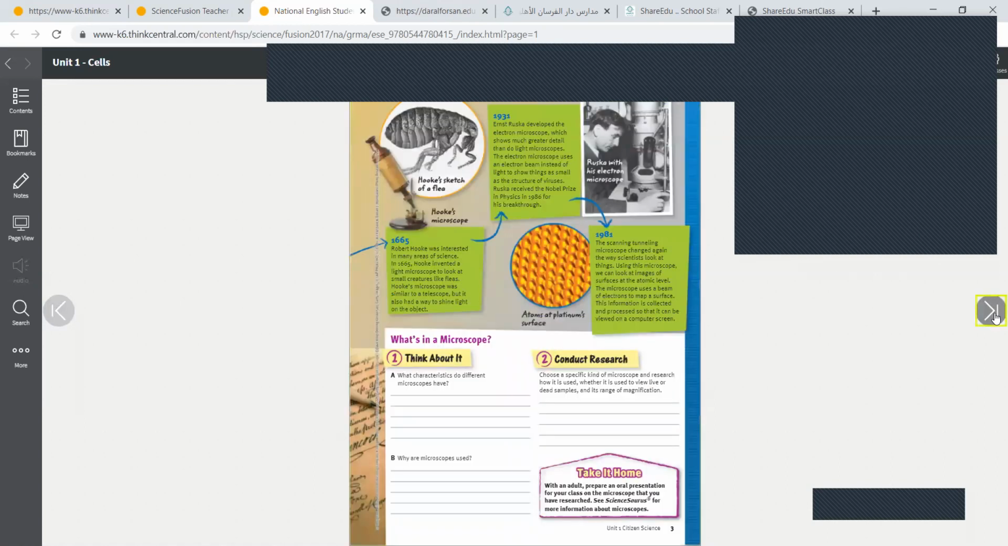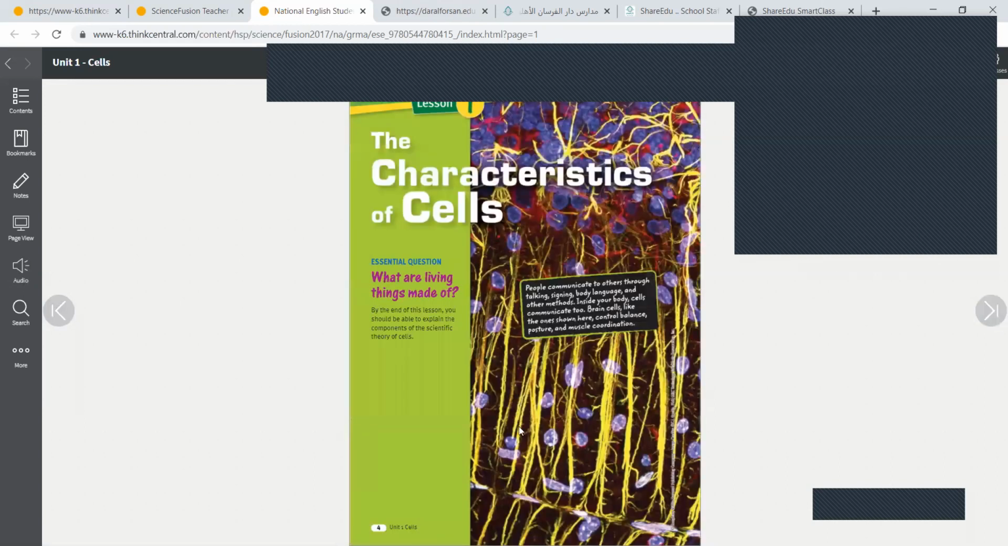Now, the characteristic of cells. In this lesson, what is my main objective? My main objective of the lesson is that you should be able to explain the components of the scientific theory of cells. You must be able to explain the scientific theory of cells.